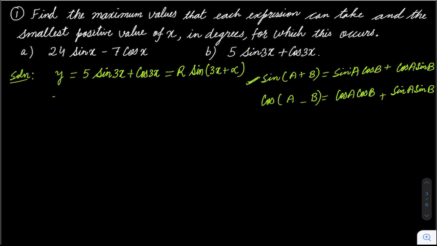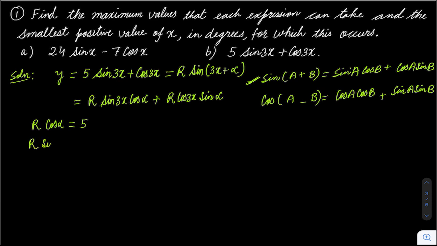Now again we will move forward with the same procedure. So this is equal to, let me do it a little fast, r sine of 3x cos of alpha plus r times cos of 3x into sine of alpha. Now I have expanded this formula. Now I will compare. So by comparing, what will I get? The sine 3x coefficient is 5. So r cos alpha is nothing but 5.